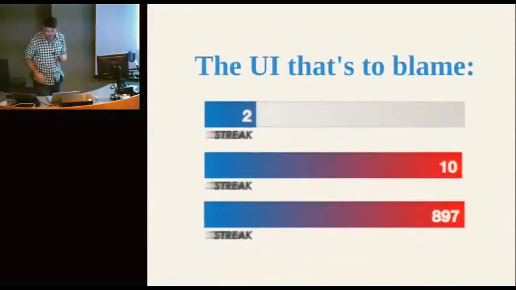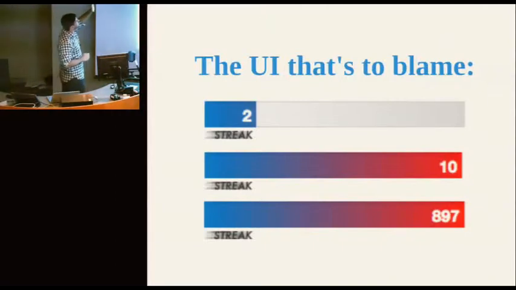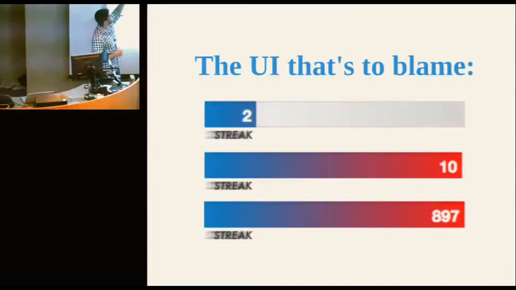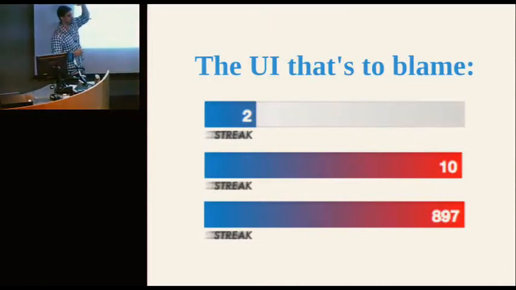Here's the user interface that's to blame. If you work through Khan Academy right now, you get problems correct and you build up a streak. This is actually different than what it is right now, but you'll build up a streak. If you get 2 problems right, you get a streak of 2. If you get 1 wrong, it goes back to 0. Once you get a streak of 10, then you're deemed proficient, and we say you're ready to move on.